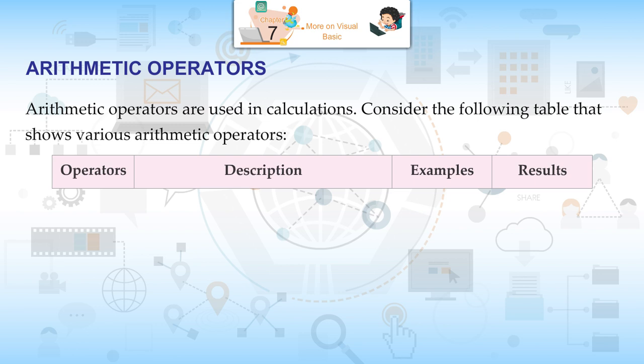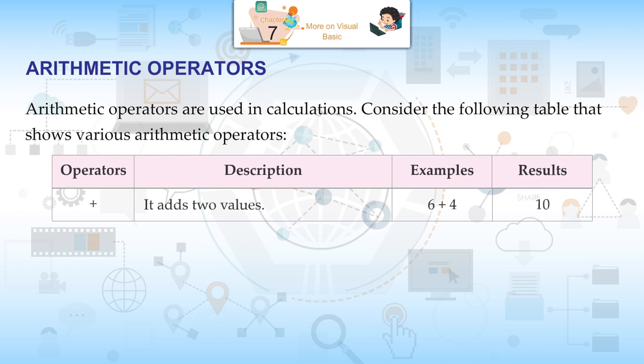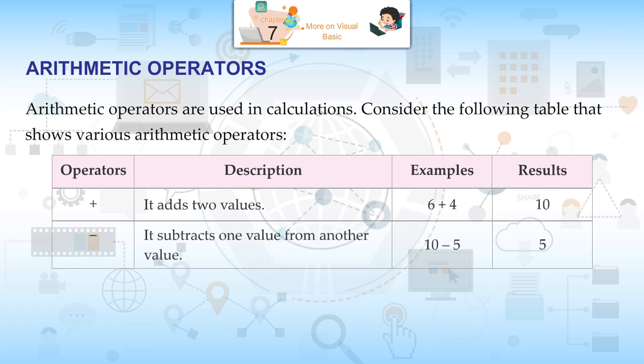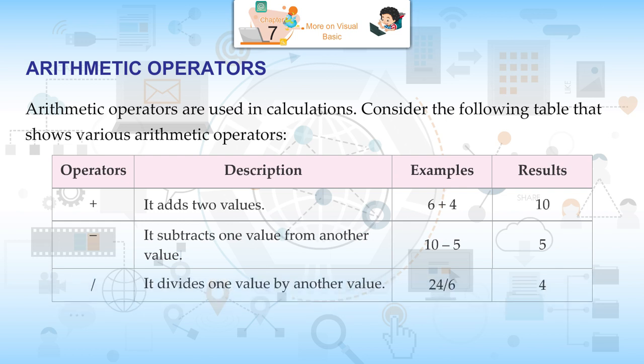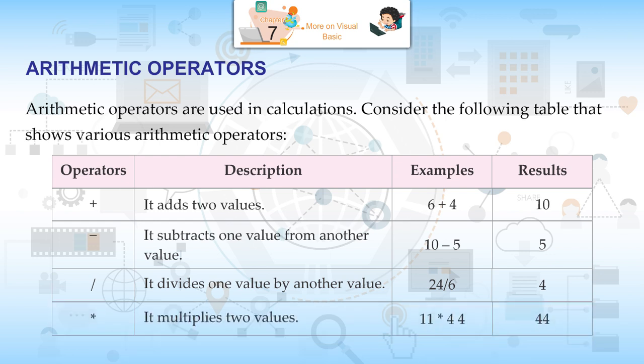Operators, description, examples, results. Plus, or addition. It adds two values. 6 plus 4 is 10. Minus, or subtraction. It subtracts one value from another. 10 minus 5 is 5. Division, slash. It divides one value by another value. 24 divided by 6 is 4. Star, asterisk, multiplication. It multiplies two values. 11 multiplied by 4 is 44.